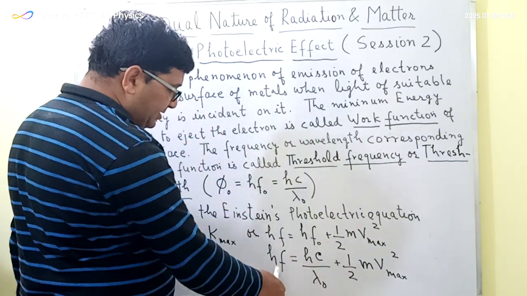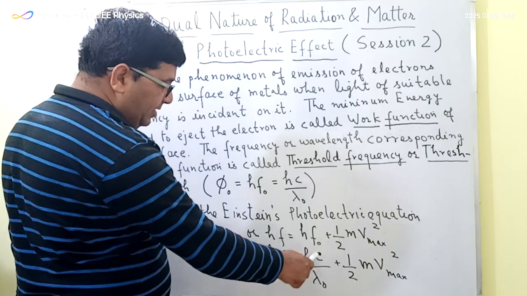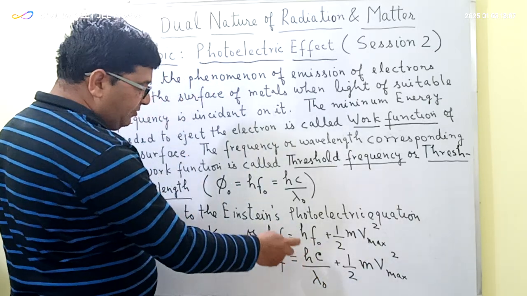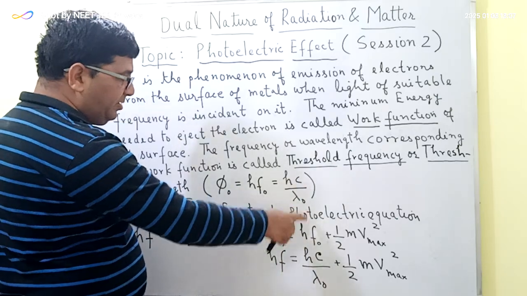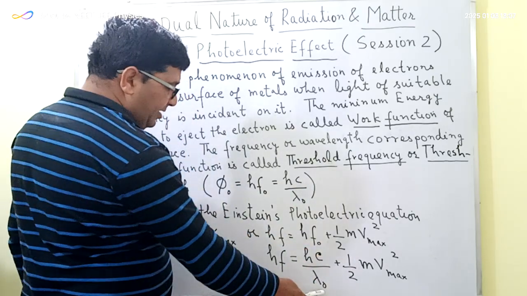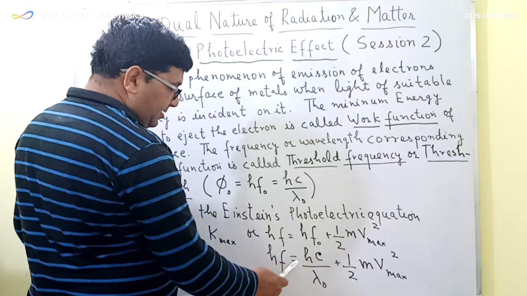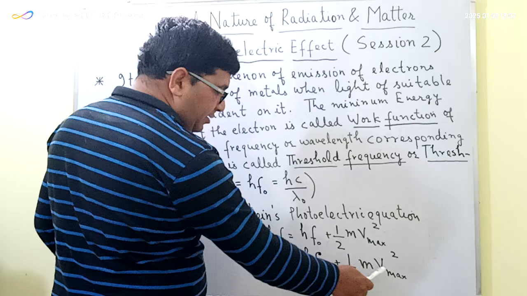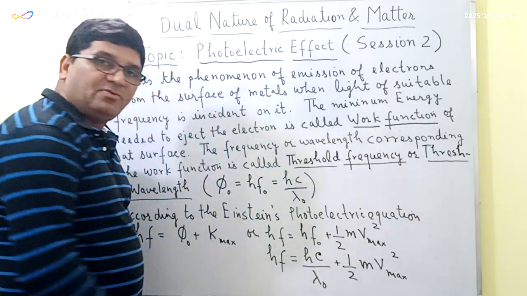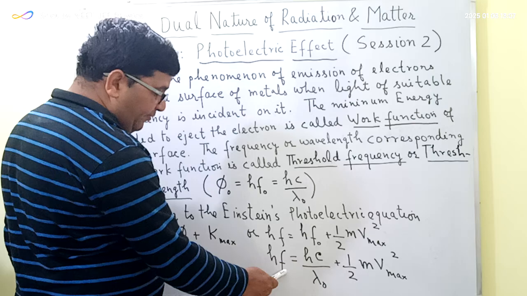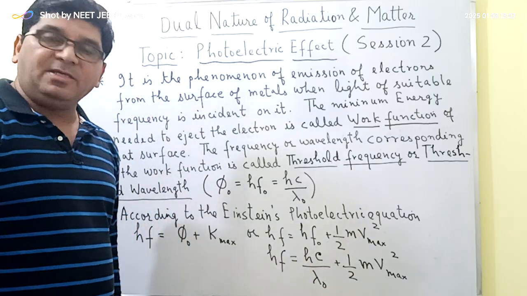And this equation can further be written as hf is equal to hc upon lambda naught plus half m v max square, by substituting the value of work function as hc upon lambda naught. Here c is the velocity of light in vacuum, lambda naught is the threshold wavelength, m is the mass of the photoelectron, v max is the maximum velocity of the photoelectron, h is the Planck's constant, and f is the frequency of the incident photon.